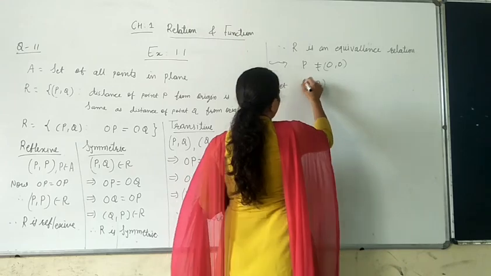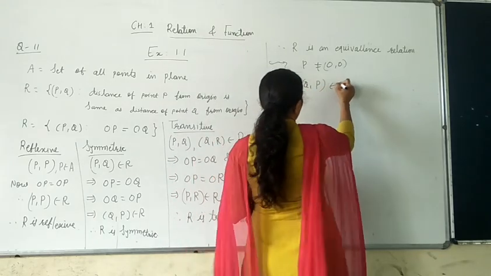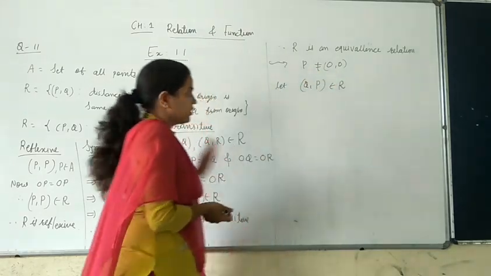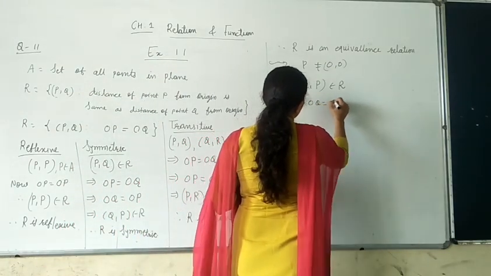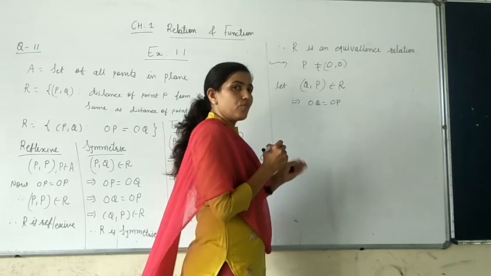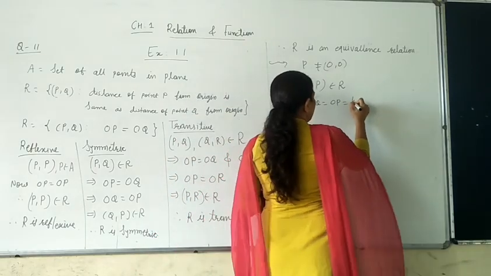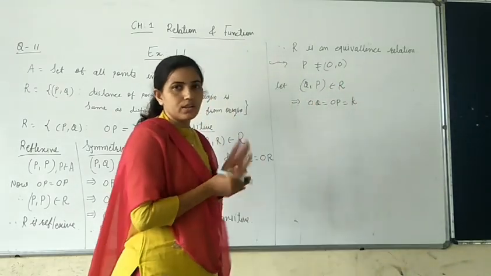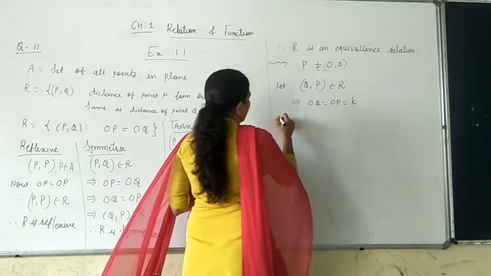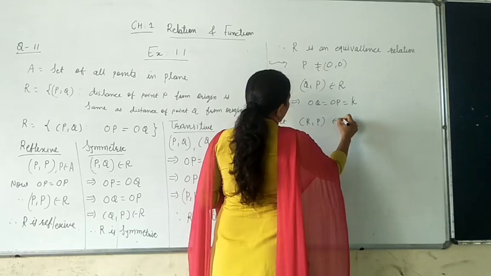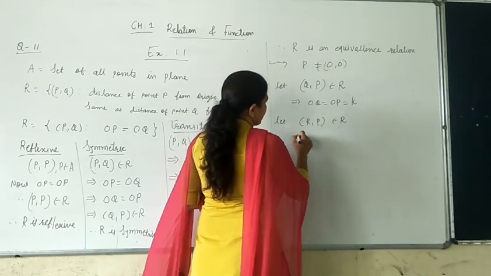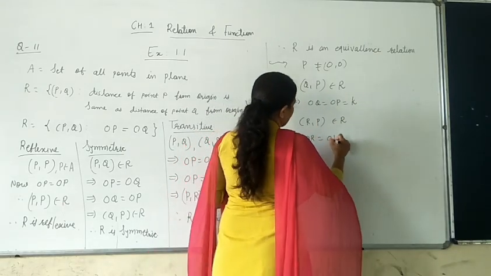Let Q be related to P, so QP belongs to R. Under this relation, this gives that OQ is equal to OP. If OQ is equal to OP, then I am giving it some value K. Let another point R be related to P, so that means OR is equal to OP.